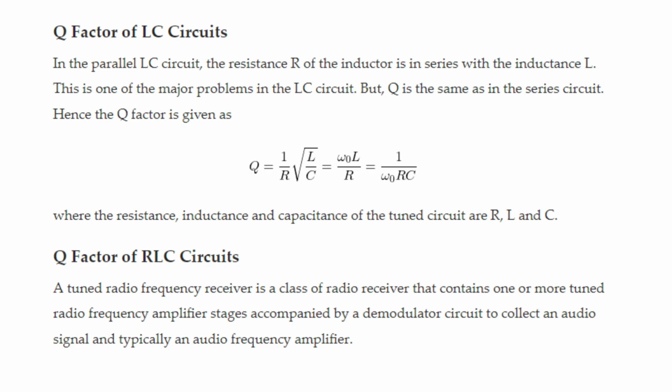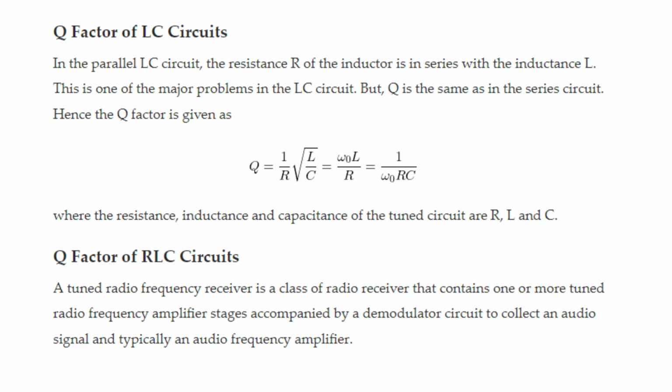And the Q factor of LC circuits. L is the inductor and C is the capacitor. In the parallel LC circuit, the resistance R of the inductor is in series with the inductance L. This is one of the major problems in the LC circuit. But Q is the same as in the series circuit, hence the Q factor is Q equal to 1 by R into root of L by C, or omega naught L divided by R, which is equal to 1 by omega naught into R into C.